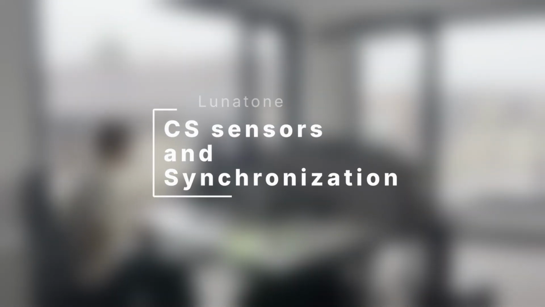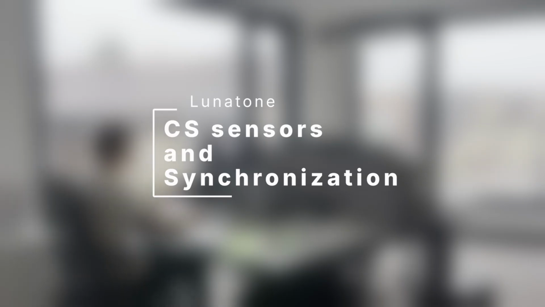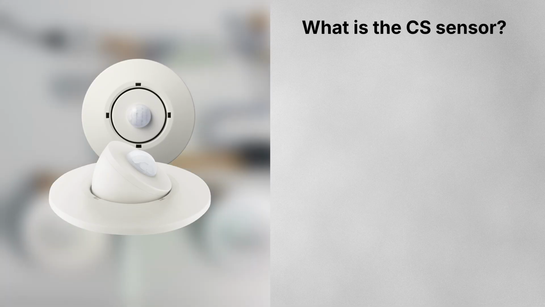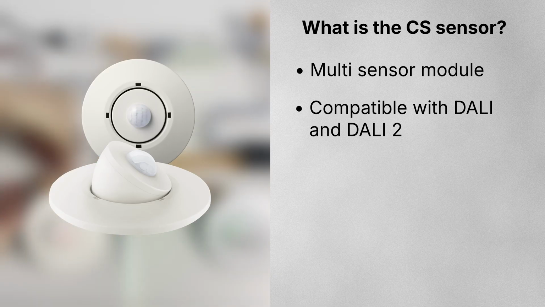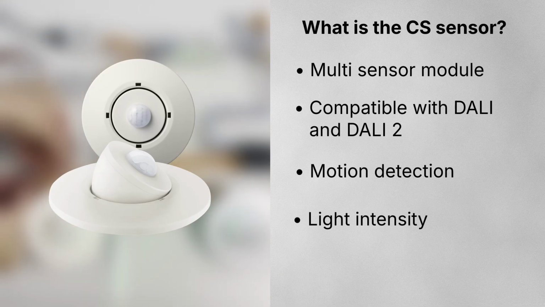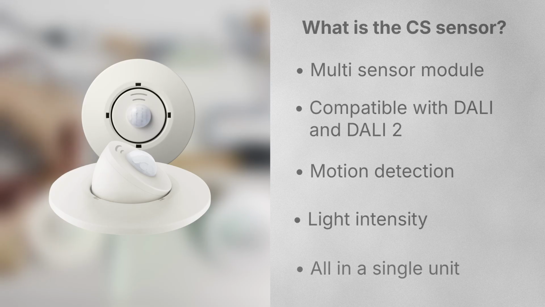In this video, we'll cover the CS sensor and how to synchronize this sensor with other CS sensors on a DALI line, so that multiple sensors can control the same luminaire. The DALI 2 CS is a multi-sensor module used in DALI and DALI 2 lighting systems. It combines motion detection, light intensity, and lighting control into a single unit.